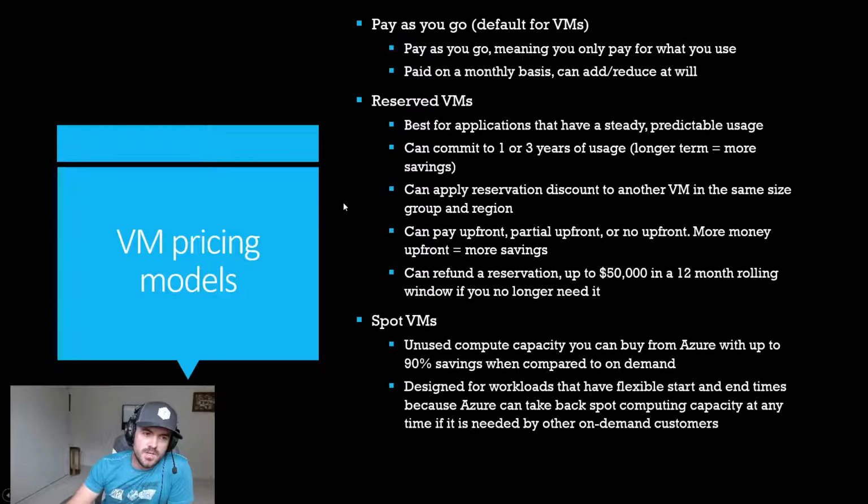Okay? VM pricing models, so you'll definitely want to know these. The default is pay as you go, which means you only pay for what you use. It's paid on a monthly basis. You can add or reduce what you've got going on at will.